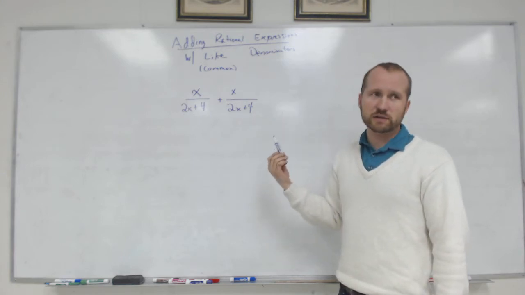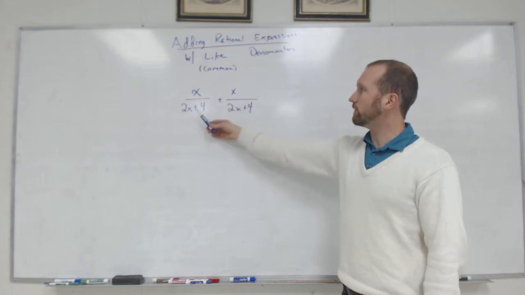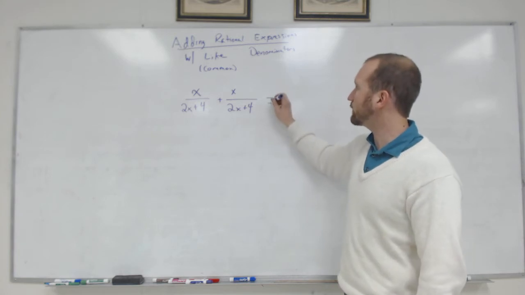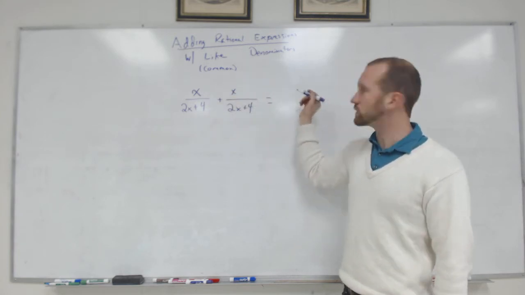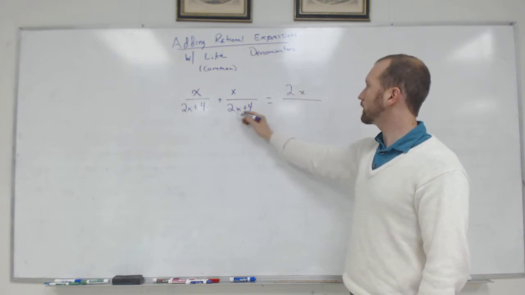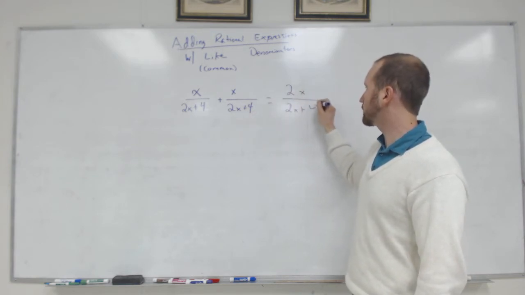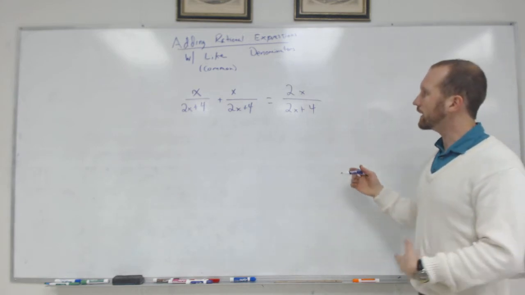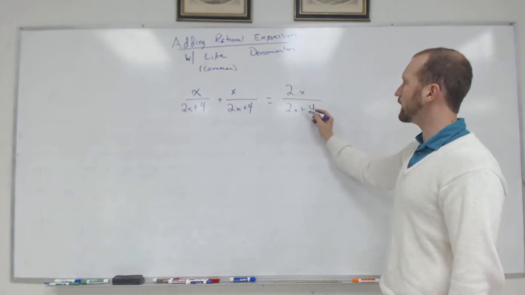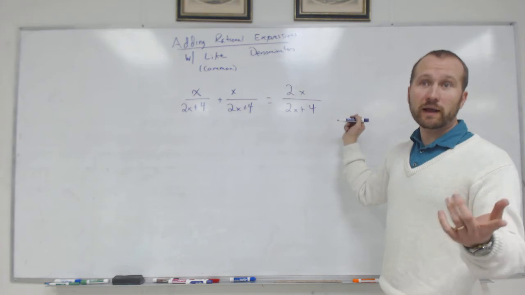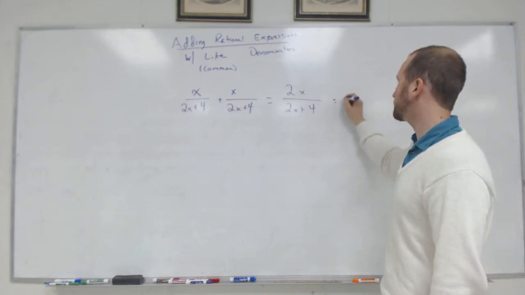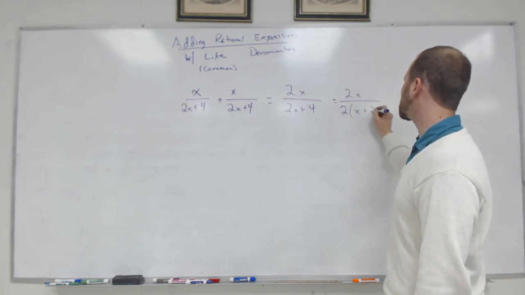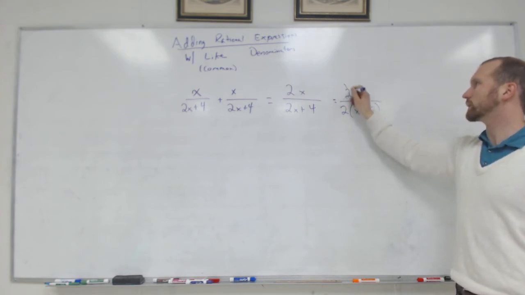So noticing the like denominators, 2x plus 4 and 2x plus 4. Just like adding fractions, if we have like denominators, we just add the numerators together and keep the denominator. So I just have x plus x, which is 2x, over 2x plus 4. And now I'm going to look again and see, can I cancel? I can't cancel 2x because in the bottom I have 2x plus 4. But what I can do is pull a 2 out of the bottom. So up top I have 2 times x, and bottom I have 2 times x plus 2. And then I could cancel a 2.